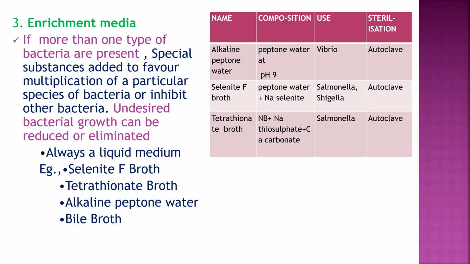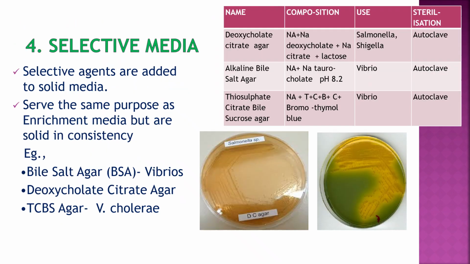If more than one type of bacteria are present, special substances are added to favor the multiplication of a particular species of bacteria or to inhibit the others. So they are called selective media. Examples are selenite F broth, tetrathionate broth, alkaline peptone water, and bile broth. Selective agents can also be added to solid media, which act as enrichment but are solid in consistency: bile salt agar, deoxycholate citrate agar, and TCBS for Vibrio.